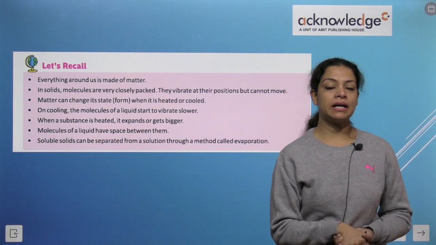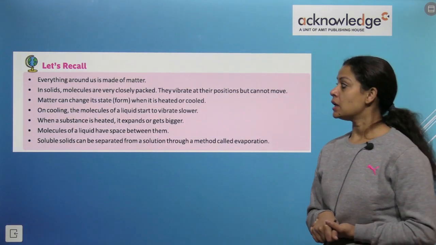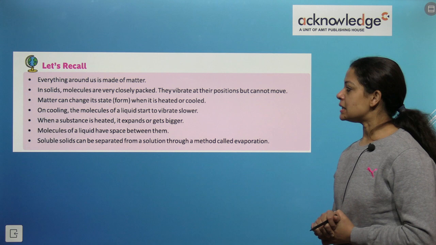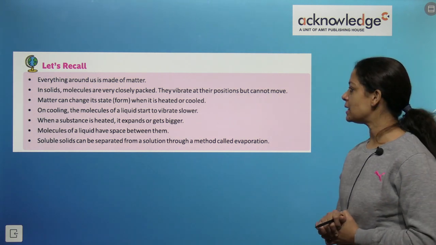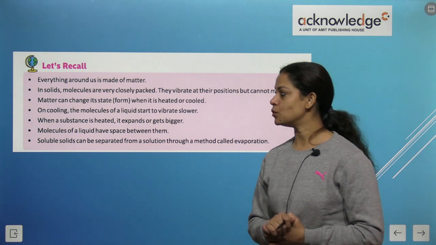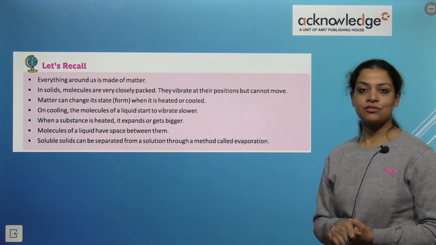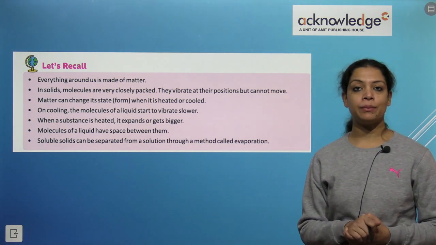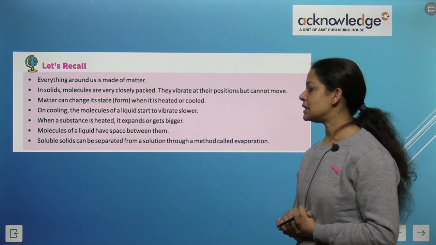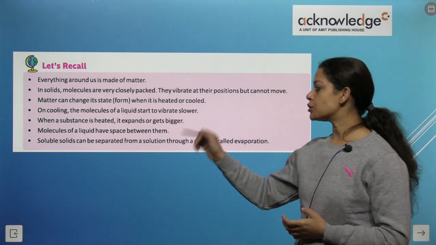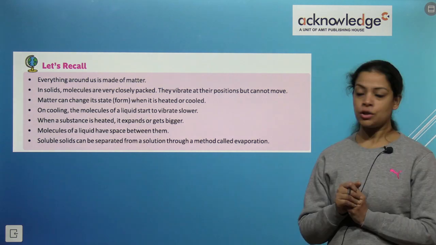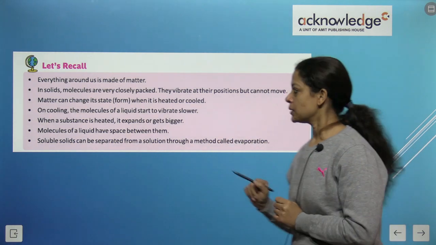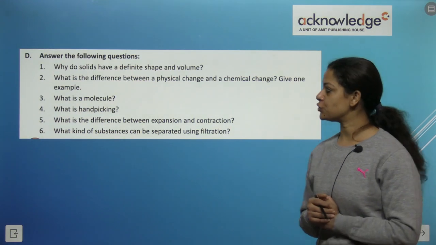So here we have finished learning and understanding the chapter. Let's quickly recall the points. Everything around us is made up of matter. In solids, molecules are very closely packed. They vibrate at their position but they cannot move. Matter can change its state, that is its form, when it is heated or cooled. On cooling, the molecules of a liquid start to vibrate slower. When a substance is heated, it expands and gets bigger, and molecules of a liquid have spaces between them. Soluble solids can be separated from a solution through a method called evaporation. Correct?